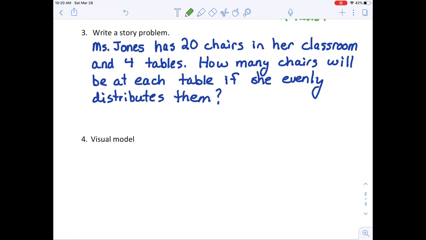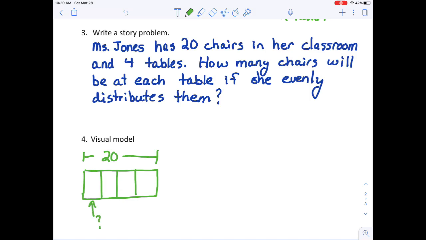In this case, I think I'm going to use a bar model to start with. So I'm going to draw, or a strip diagram here, I'm going to draw my 20 total chairs, and then I'll have 4 equal spaces, each representing 1 table. And so then I can say how many chairs around each table. Well, in this case, it's going to be 5 chairs at each table.